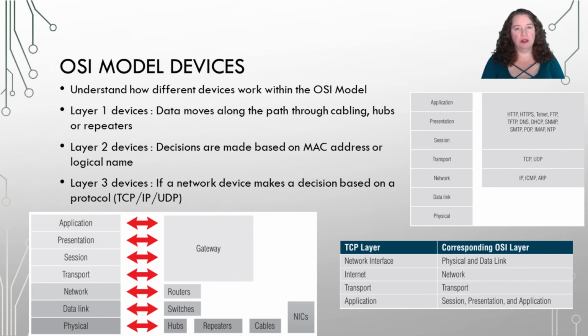The other little graph here has the different protocols and which layer of the OSI model they reference. You're going to be asked to know this. So IP, ICMP, and ARP exist at the network level, TCP and UDP are at the transport level, and a whole lot of other ones exist in that 5 through 7 section. It's important to recognize which protocol is in which section of the OSI model.